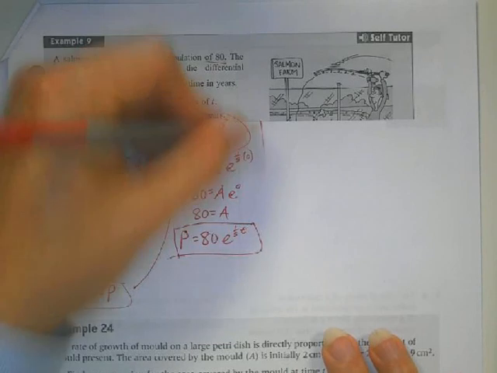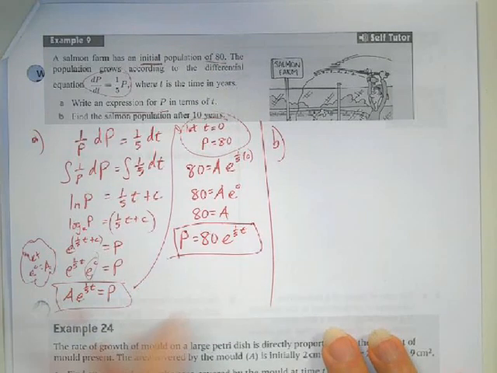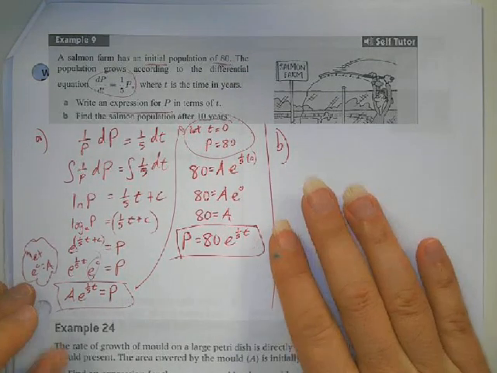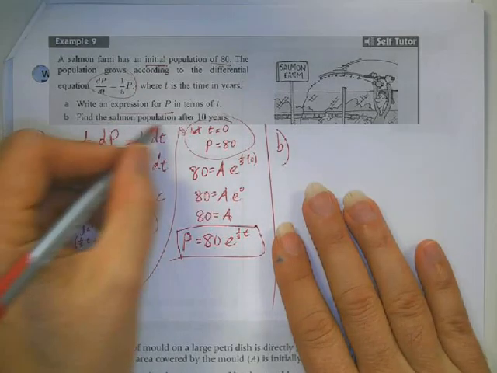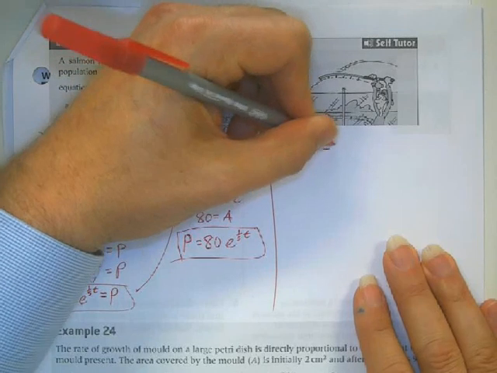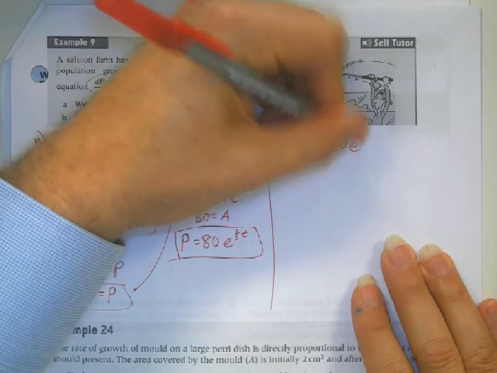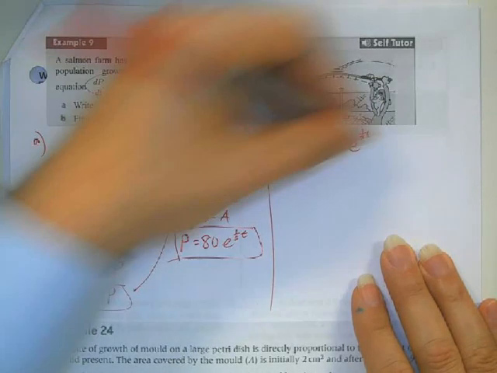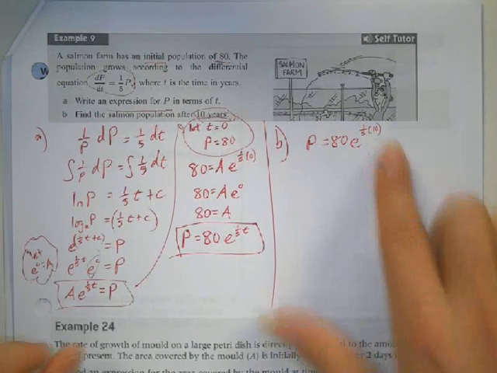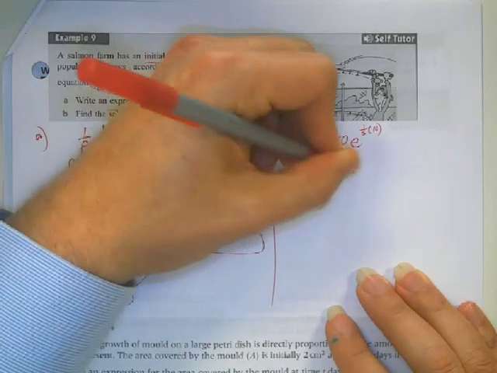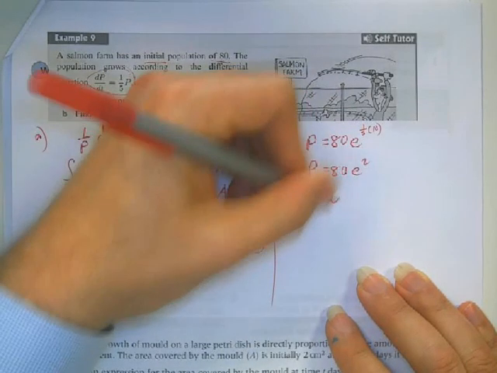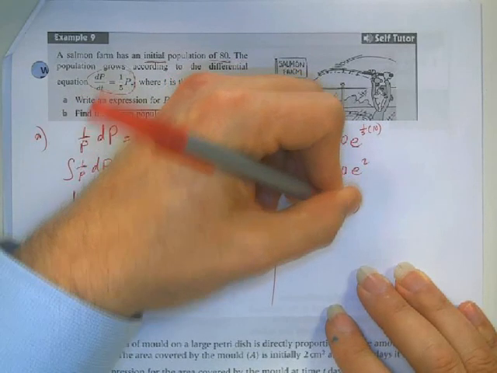Question B. Now that we know this is the equation, we can find the salmon population after 10 years. So we've got our equation, but I'm replacing t with 10. So 1/5 times 10, we're going to get e squared. And then I plug that into my calculator, and I get P is equal to 591 salmon.